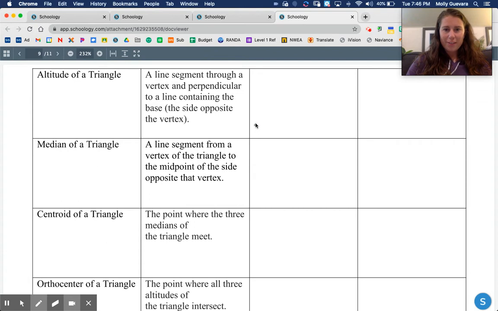So if I have a triangle, my dogs are going to start playing, because why not?